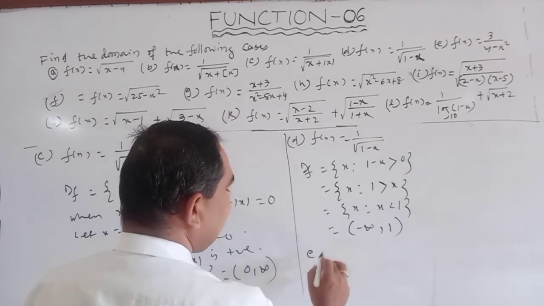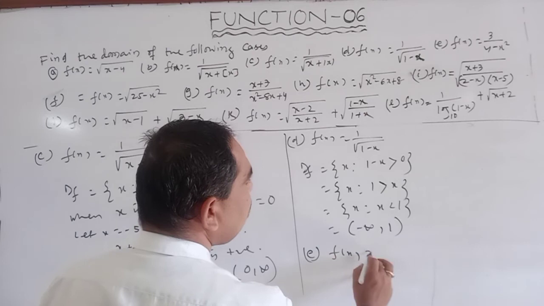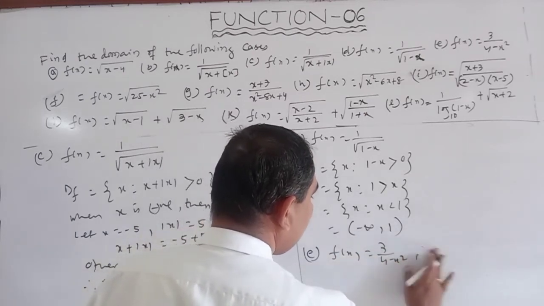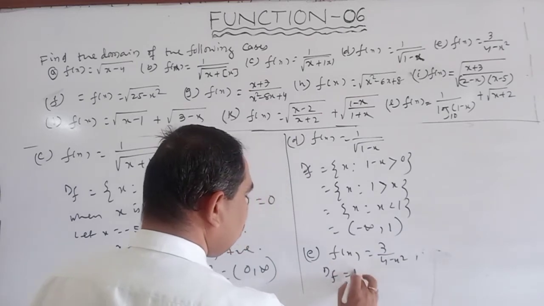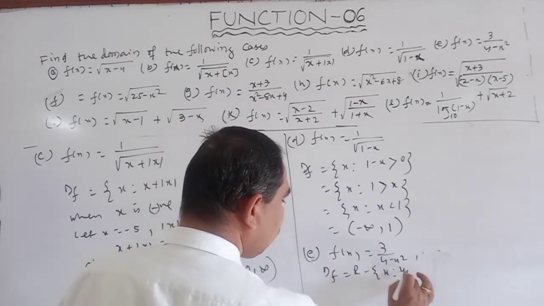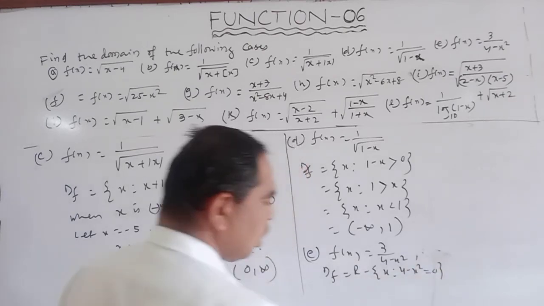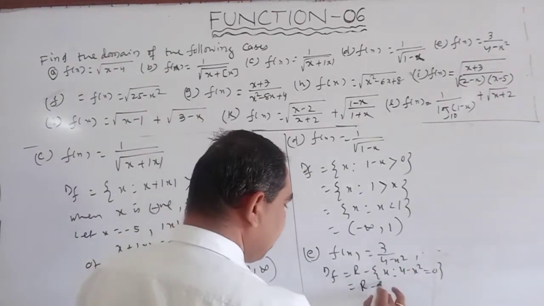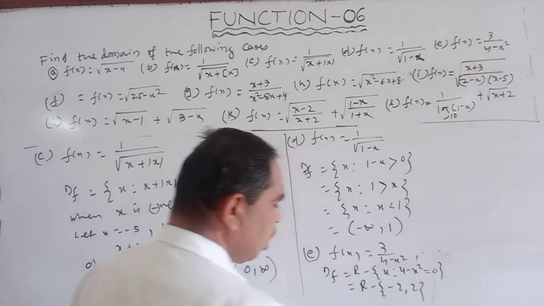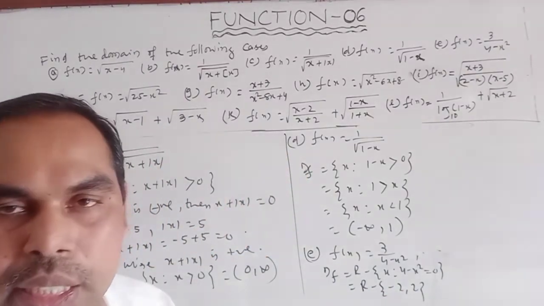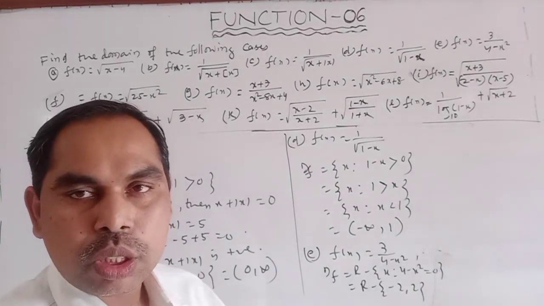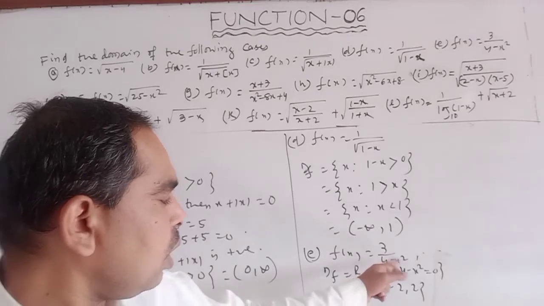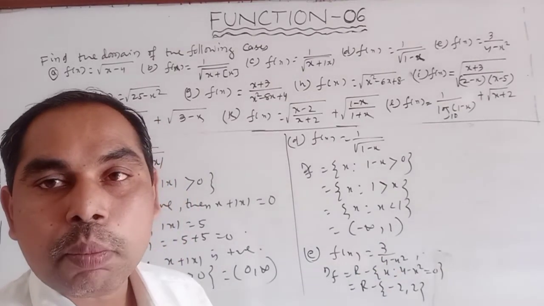e: f of x is equal to 3 by 4 minus x square. So the domain of f is R minus the x such that 4 minus x square is equal to 0, since there is no root here. So it is R minus {-2, 2}, because 4 minus x square equal to 0 means x equals plus or minus 2. If we take these values, 3 by 4 minus x square becomes infinite.